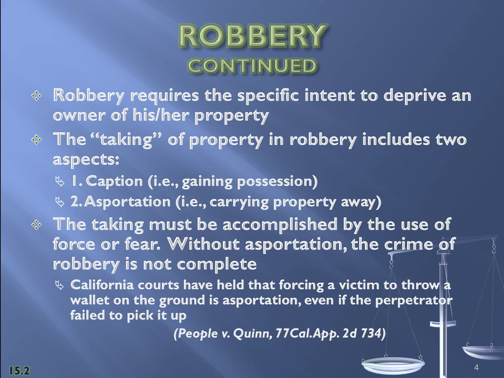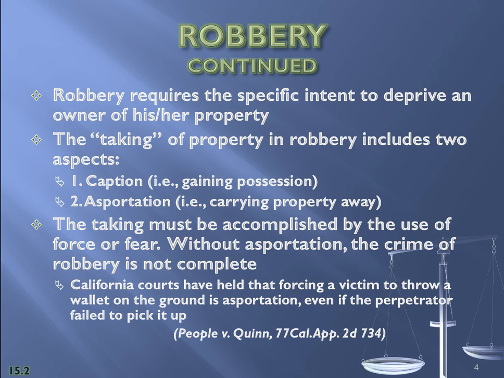Now, the corpus delicti of robbery may be proven by circumstantial evidence. Thus, where the victim is assaulted and rendered unconscious and awakes with his property missing, it may be properly inferred that the elements of robbery have been met. And there's a case on that, People versus Huber, if you want to look at it a little bit further.